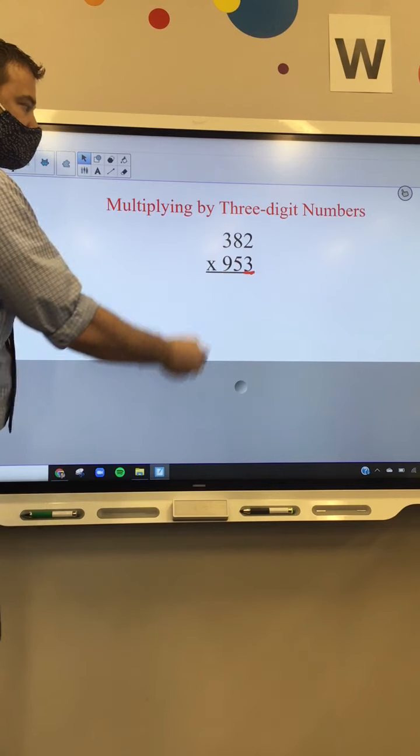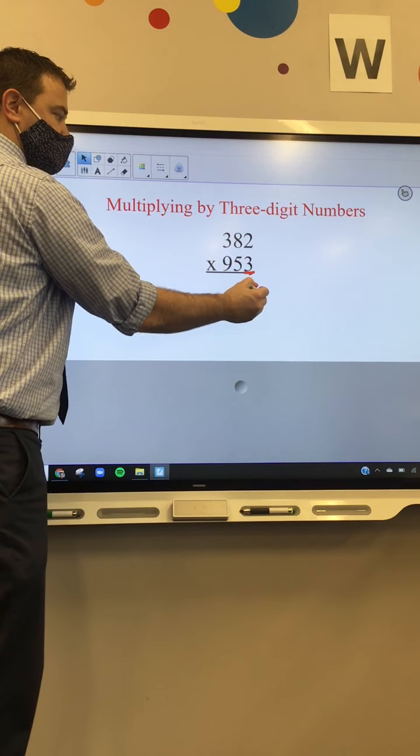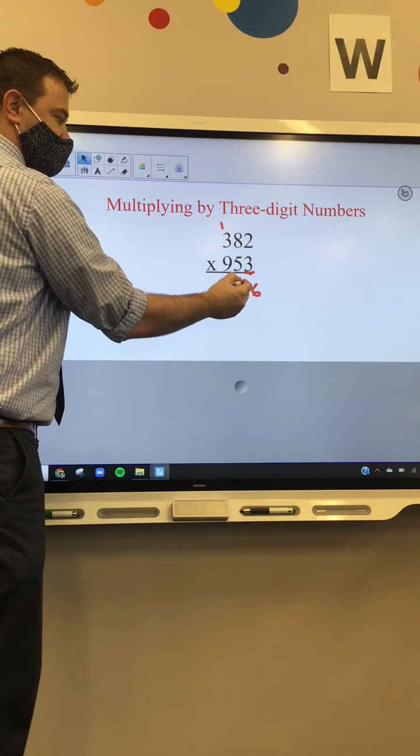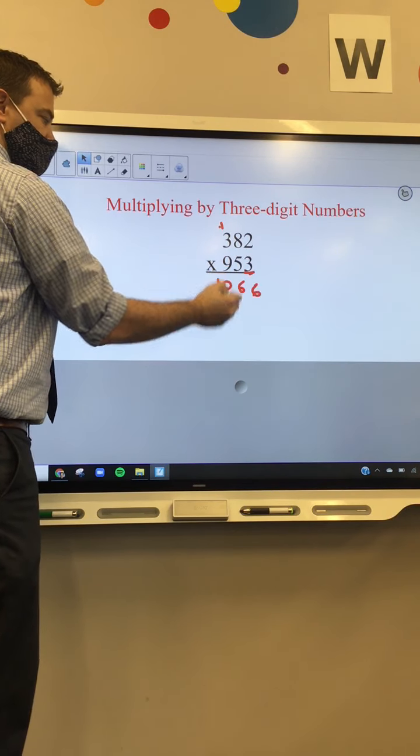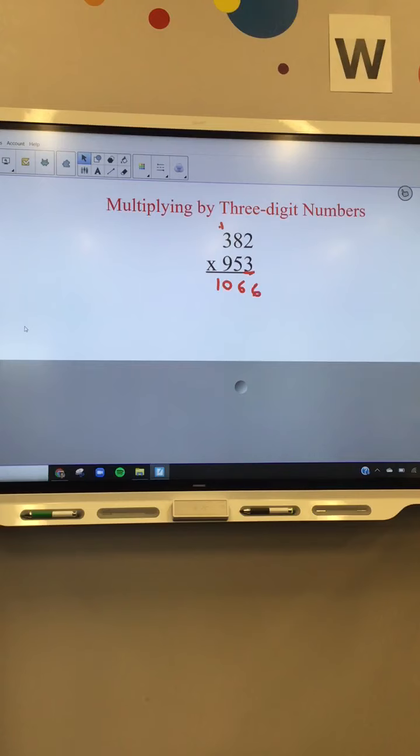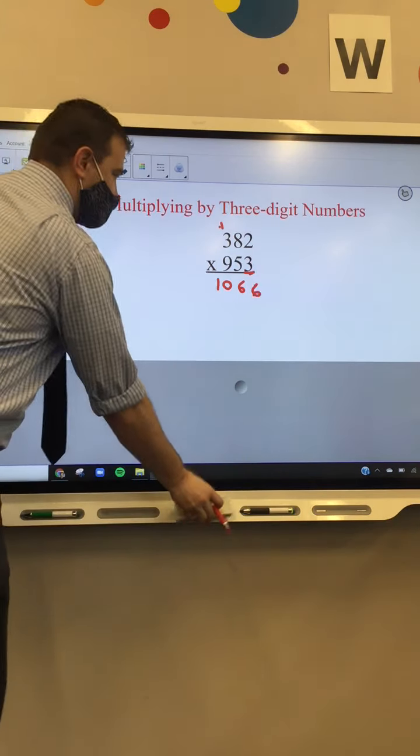So I'm going to start with 3. 3 times 2 is 6. 3 times 8 is 16. And then 3 times 3 is 9. Plus I got this extra one. So altogether, that's what 3 groups of 382 is. Then I go to the next one.